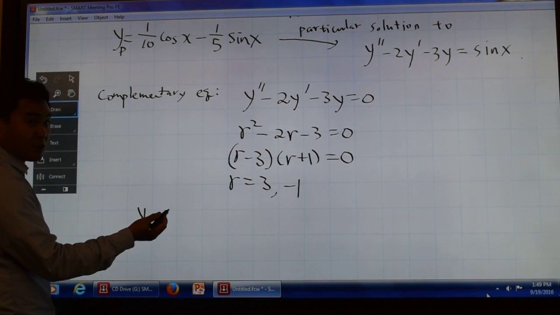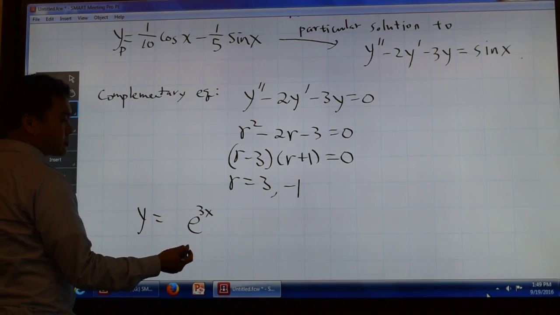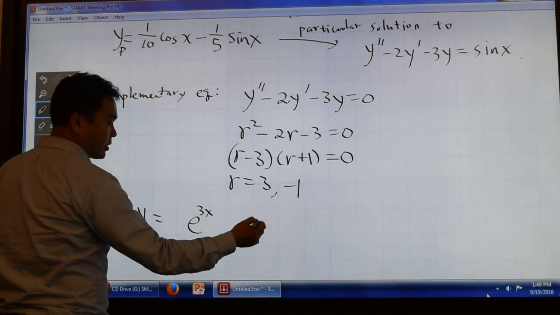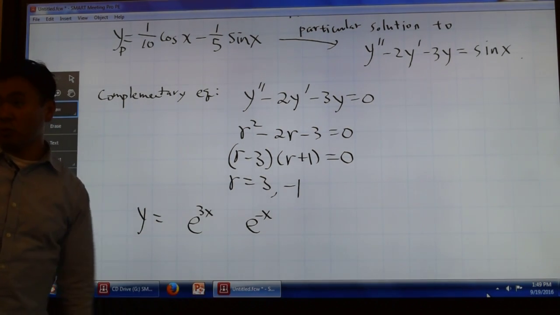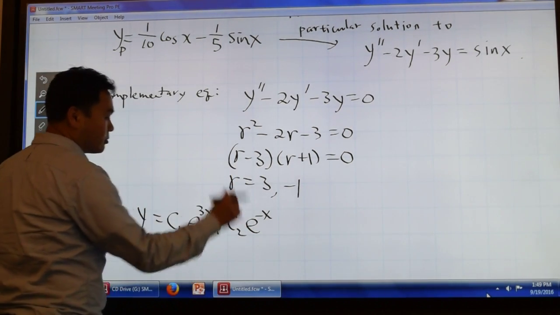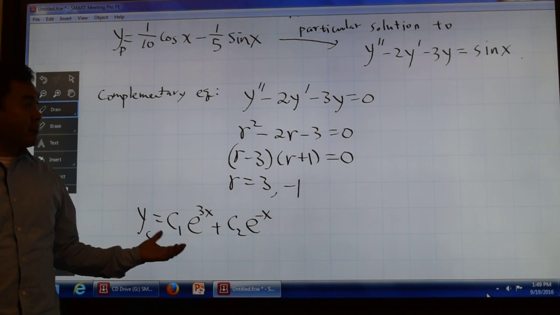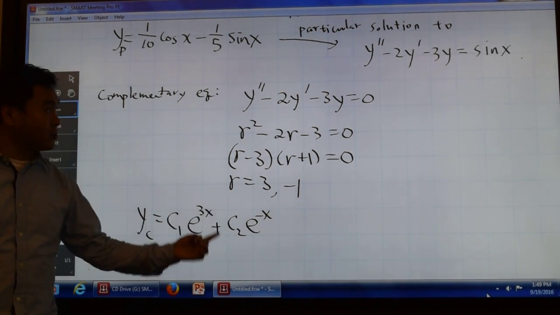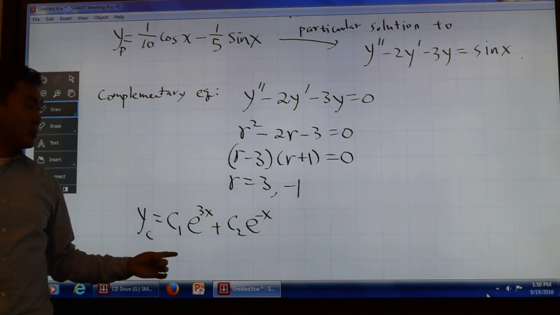What's the solution in this case? e to the 3x, right? And then e to the negative x. 3 and negative 1, coming from the solution of the characteristic equation. You put C1, C2. And this is what we call the complementary solution. Okay. What kind of property does this have? It has the property that if you plug this into the left side, after calculating all that, it will produce 0.